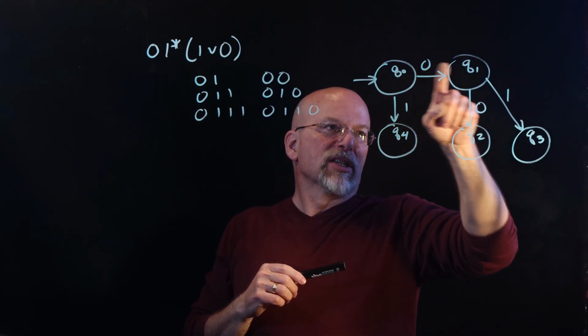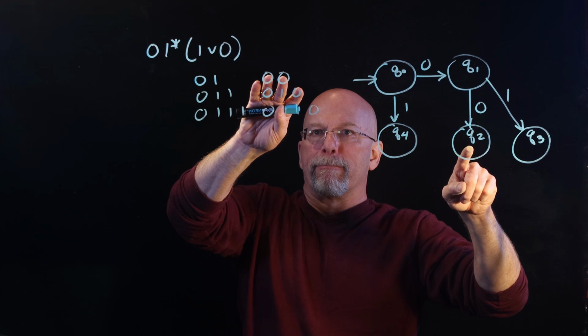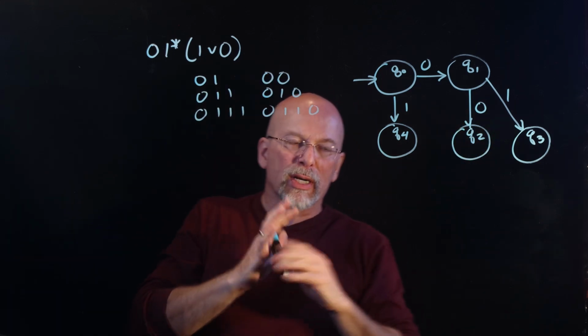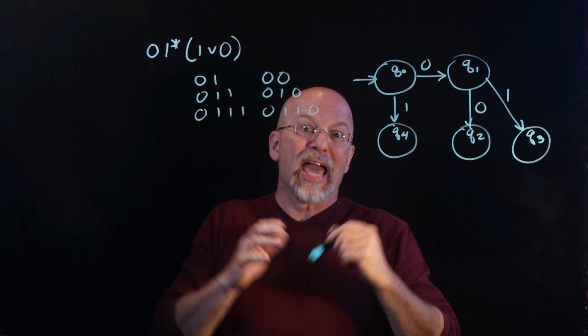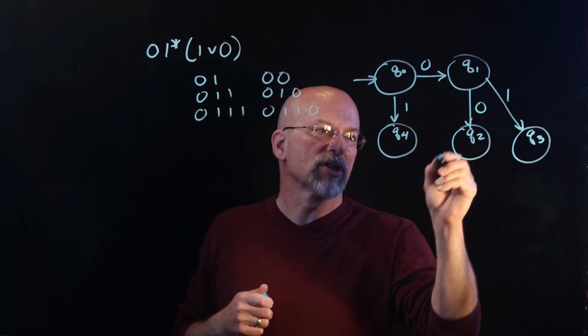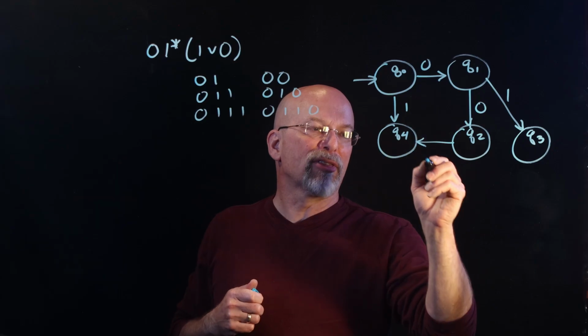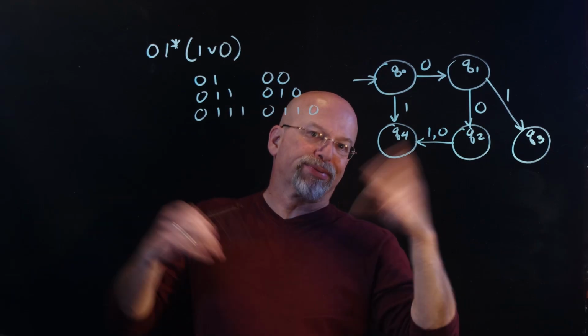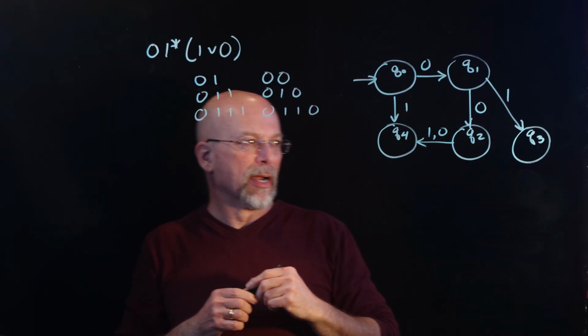Now, if I get a 0 followed by a 0, there's no other way. I can't get any more characters, any more digits, and have it still be a part of the regular set. So if I get anything else after that, a 1 or a 0, then I'm going to this, it didn't work out state, right?